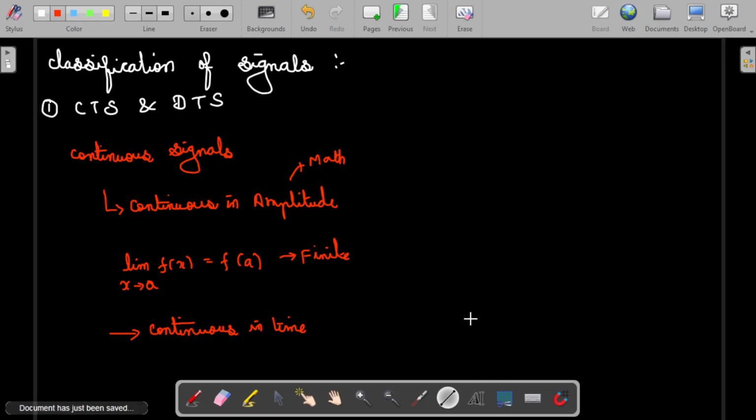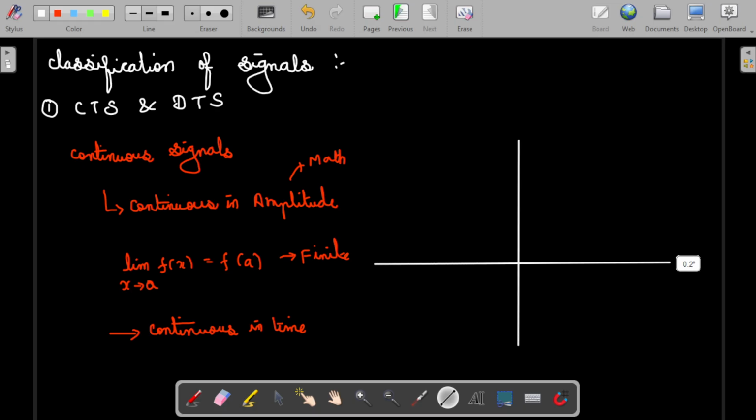So let me draw an example so that you guys can see it. Let me draw two signals. You guys let me know which one is continuous and which one is non-continuous.